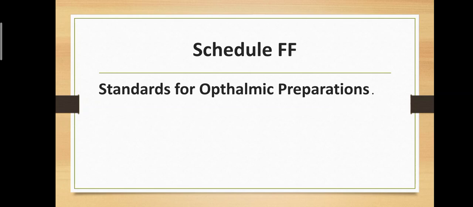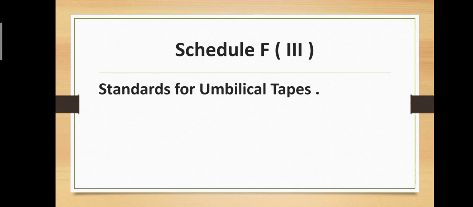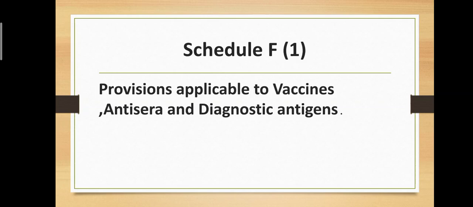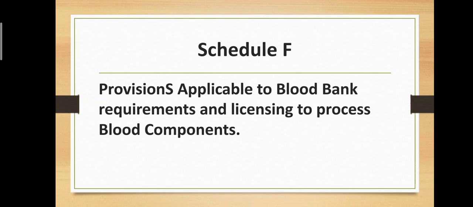Schedule F: standards for ophthalmic preparations. Schedule F3: standards for umbilical tapes. Schedule F2: standards for surgical dressings. Schedule F1: provisions applicable to vaccines, antisera, and diagnostic antigens. Schedule F: provisions applicable to blood bank requirements and licensing to process blood components.